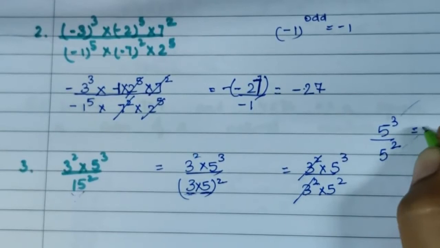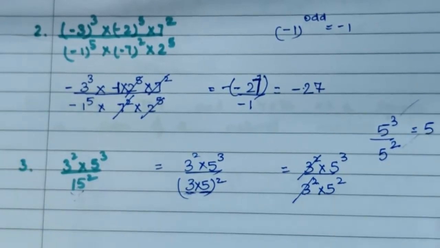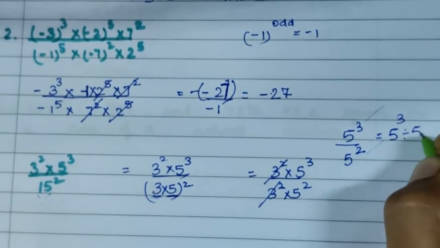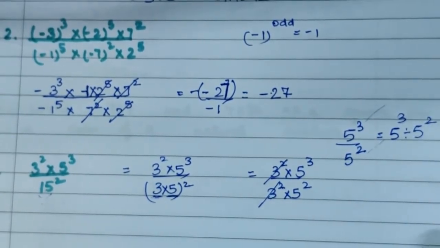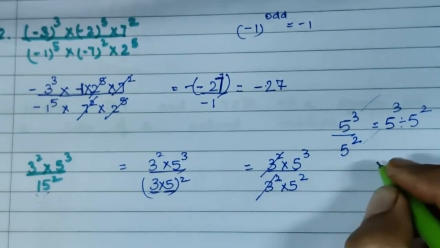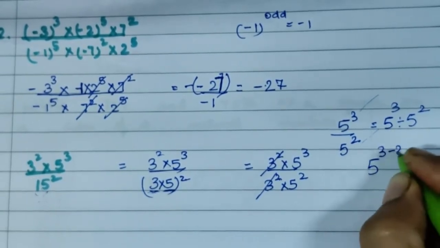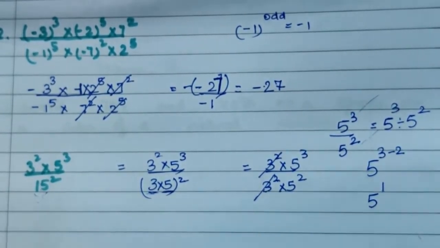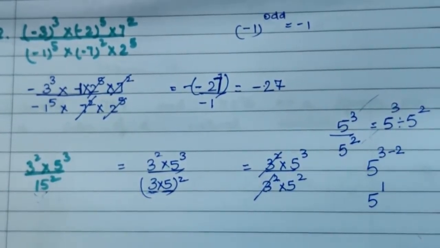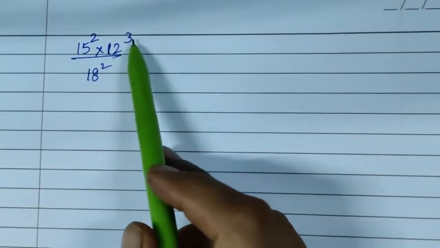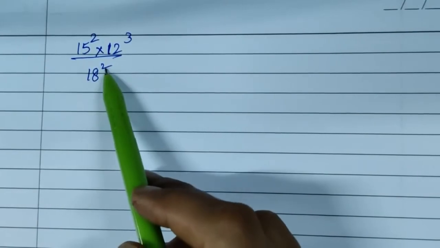This can also be written 5 raised to power 3 divided by 5 raised to power 2. Now the bases are same. So the powers will get subtracted. So 3 minus 2, what we get? We get 5 raised to power 1. Clear? Next is 15 raised to power 2 into 12 raised to power 3 upon 18 raised to power 2.